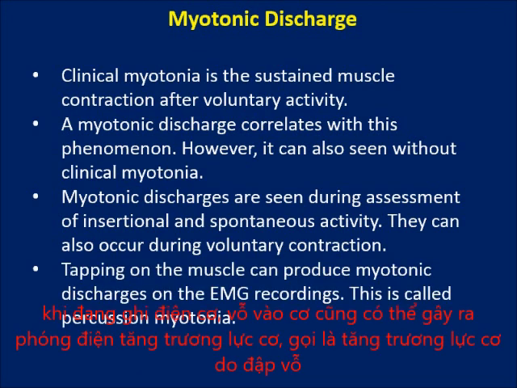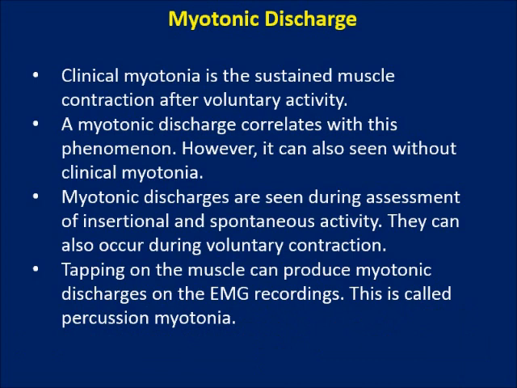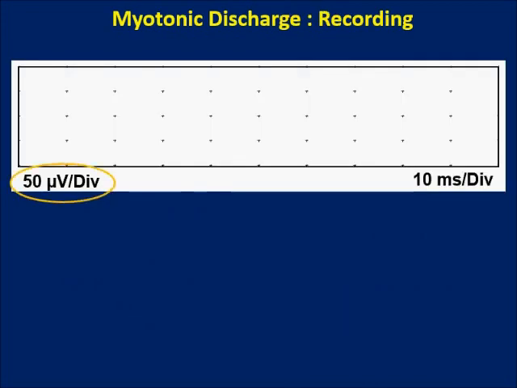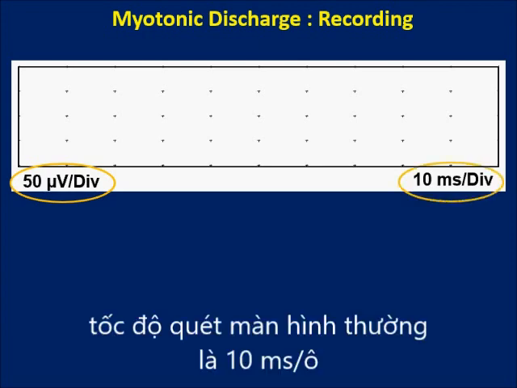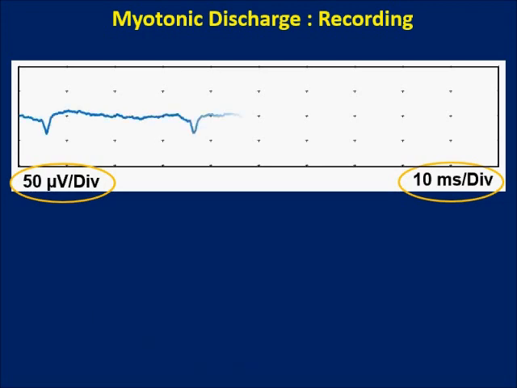Tapping on the muscle can produce myotonic discharges on the EMG recordings. This is called percussion myotonia. A gain of 50 to 200 microvolts per division is quite adequate to see the discharge. The sweep speed is usually 10 milliseconds per division. The signals are displayed in a free-running EMG mode.